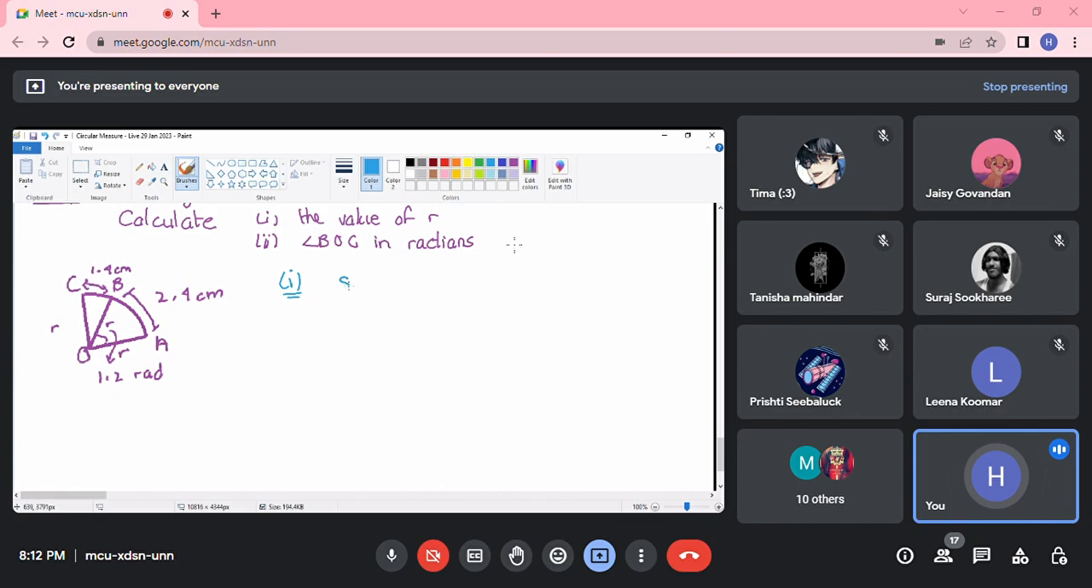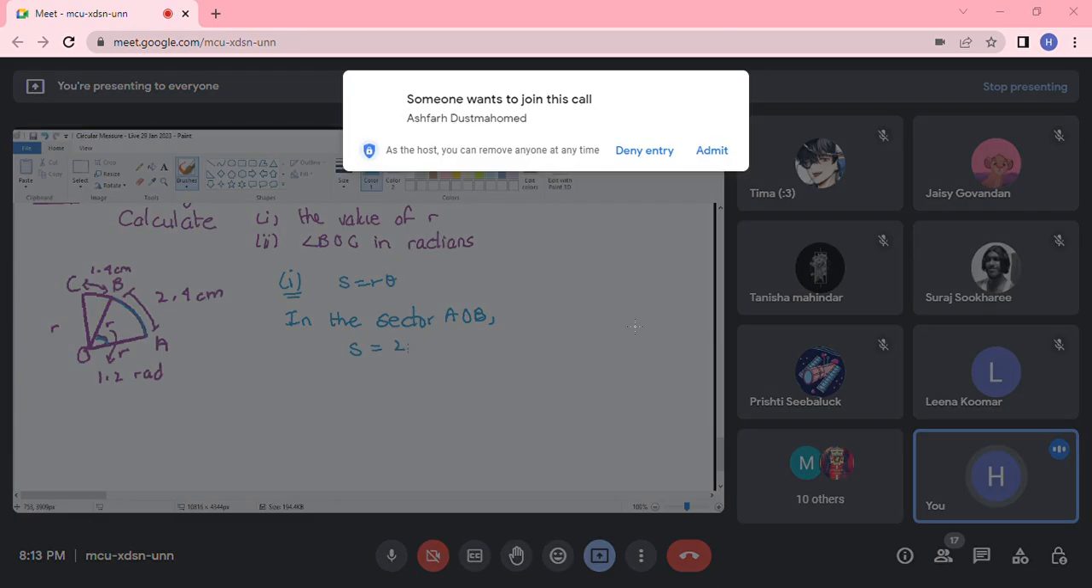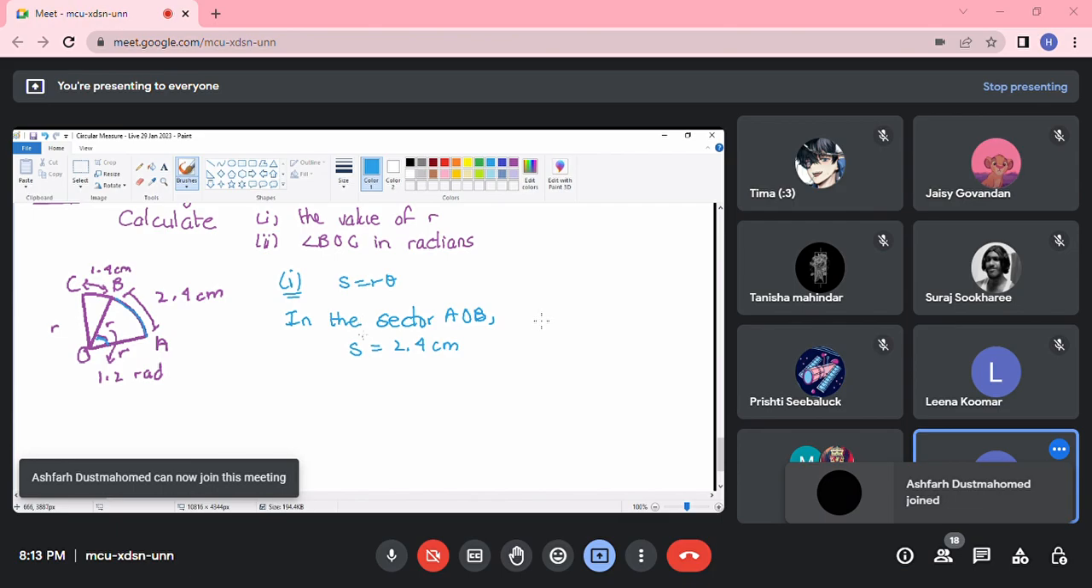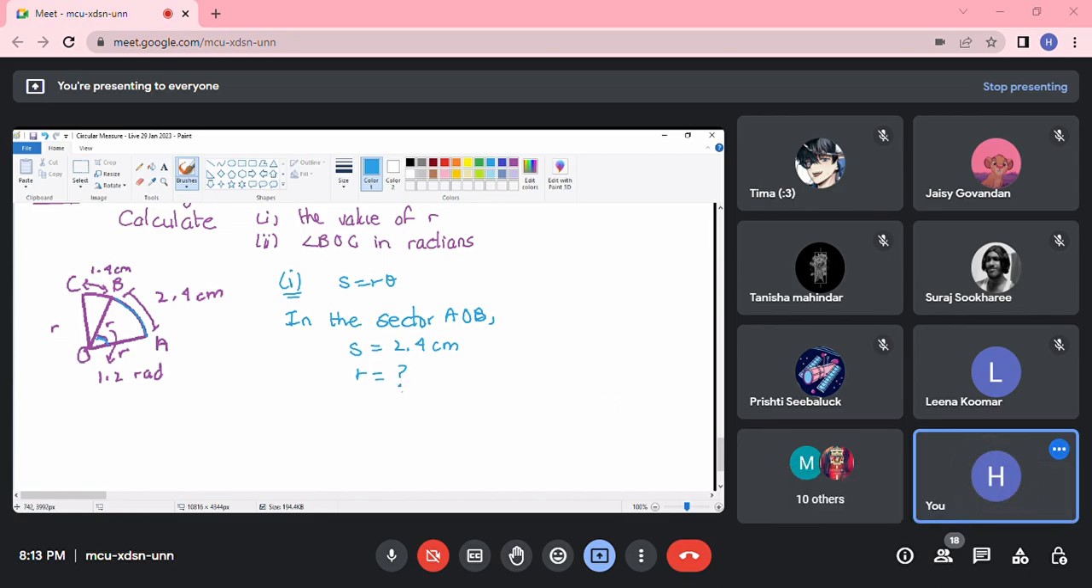So, let me write the relation S is equal to R theta. In the diagram, we know this angle theta, and we also know this arc length, which is 2.4. So we can consider the triangle, sorry, not the triangle, but the sector AOB. In the sector AOB, S is equal to 2.4 centimeters and R is equal to the value that we are to find, and we also have theta is equal to 1.2 radians.